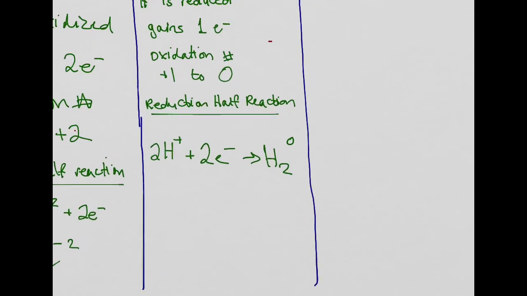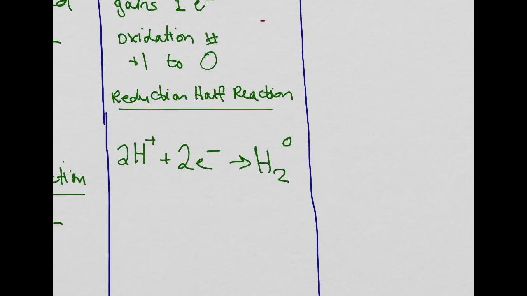To check if it's balanced, all you do is add up the charges on both sides. So 2 times +1 gives me +2. 2 electrons, so 2 times -1 gives me -2. And that should equal 0, which is the charge of my hydrogen over here. So +2 and -2 is equal to 0, and that's it.